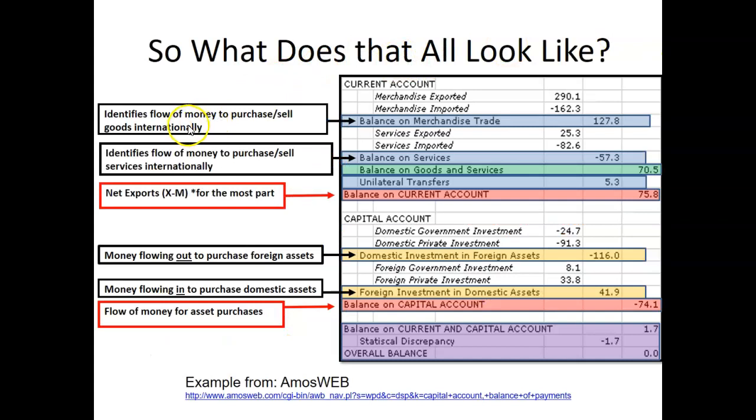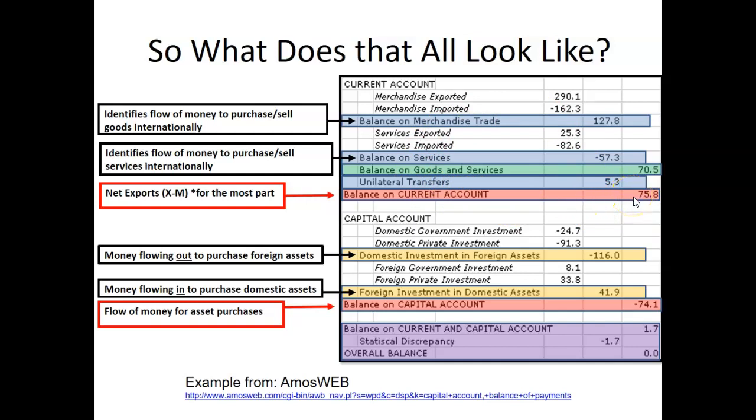Again, this identifies the flow of money to purchase or sell goods for the balance on trade, or for services. These are actual goods, actual services going between two different countries. And so you have the balance. And then you have these unilateral transfers. That's the net investments, net income stuff. So again, not a big thing here. And so that's our balance. Essentially, net exports. Down at the bottom, because this country, whoever it was, exported more stuff than they imported, that means they have more money flowing in from their net exports.